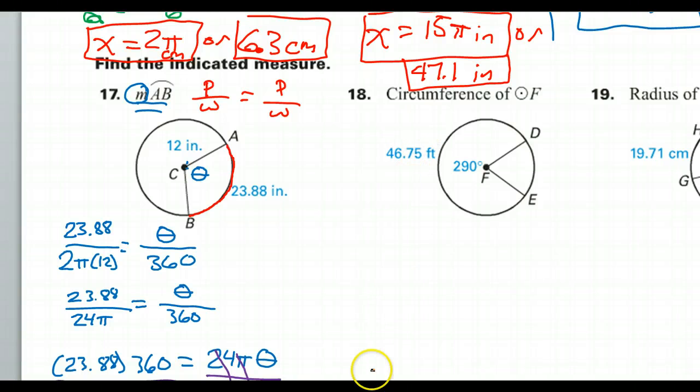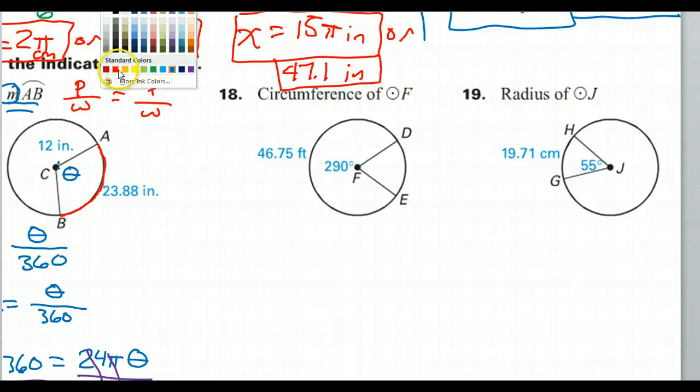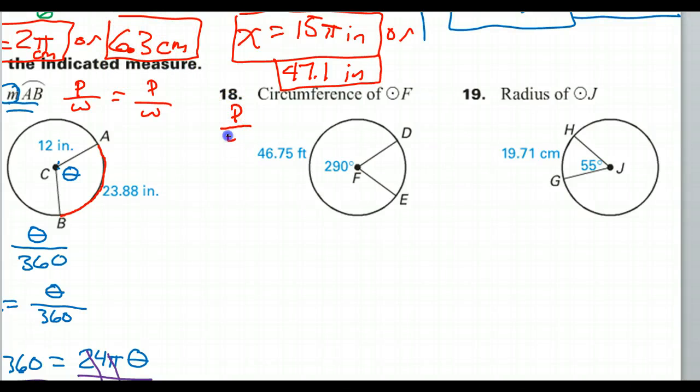Now, problem number 18 is its own problem. It's slightly different. So each of these, we really have to look at what we are being asked to find. So we see we have arc length and all this good stuff. So once again, we are going to be looking at part over whole equals part over whole. Let's look at what we have and what we don't have. Normally on the right hand side, we do partial degrees divided by total degrees. So let's see, do we have partial degrees? Do we have total degrees?